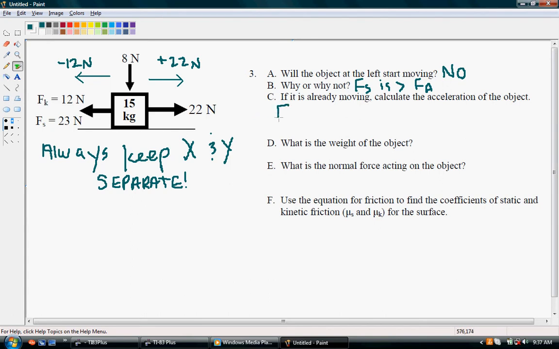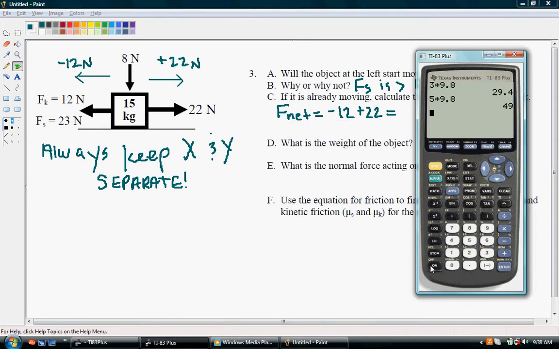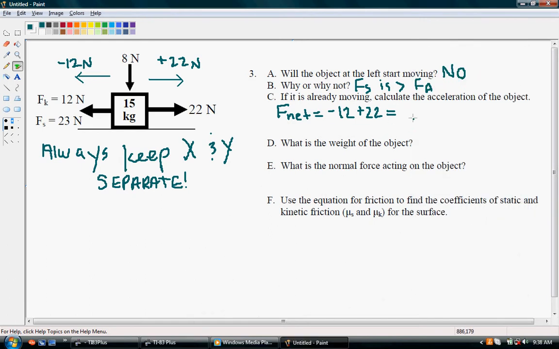So our net force, the sum of our forces, is going to be negative 12 plus 22. Let's grab our calculator. Negative 12 plus 22. Some of you might have guessed it's going to be a net force of 10. So that's positive 10 newtons. So it's going to be moving with a force of 10 newtons to the right.